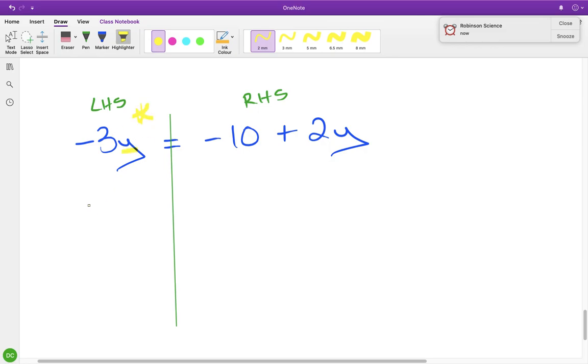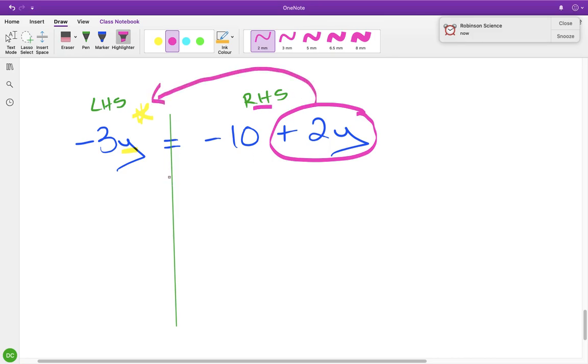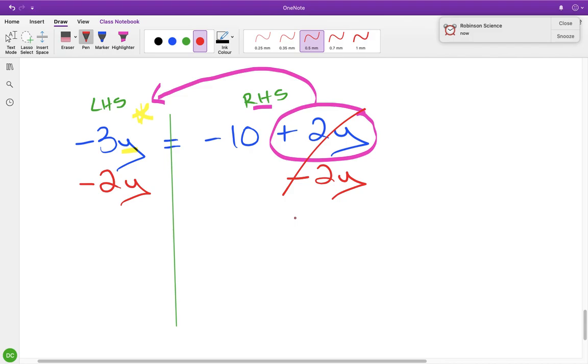Okay, so this one is already there, which is great, but this one is in the wrong place at the moment. It's on the right hand side, and I want to bring it over here to the left hand side, which means I want to get rid of it from the right hand side. To get rid of something, you perform the opposite operation. So a plus 2y, the opposite of that would be a minus 2y. That will get rid of it. But if I minus 2y here, I have to mirror that or balance that and minus 2y over here.